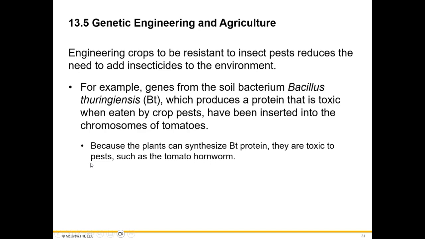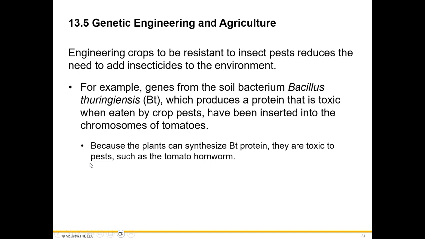So we discussed engineering crops to be resistant to insect pests, which reduces the need to add so many insecticides to the environment. So you can imagine if we want to kill all the insects that are competing with us for our crops, we have to apply a lot of chemicals to the area to kill those insects. One way to try and overcome that is through genetic engineering of the crops.